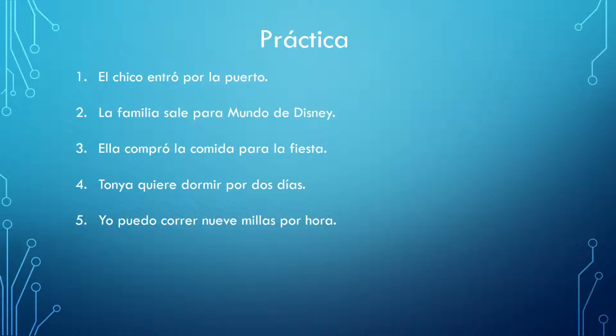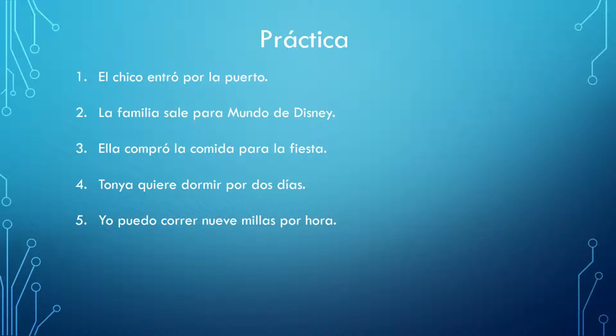Número 3. Ella compró la comida para la fiesta. So she bought the food for the party. In this situation, we are talking about a purpose. She has a purpose. She is buying the food for the party. So we will use para.